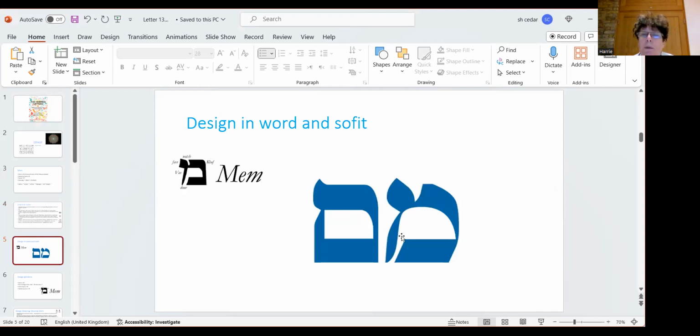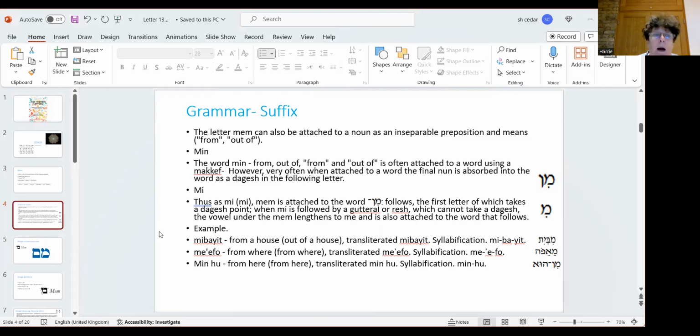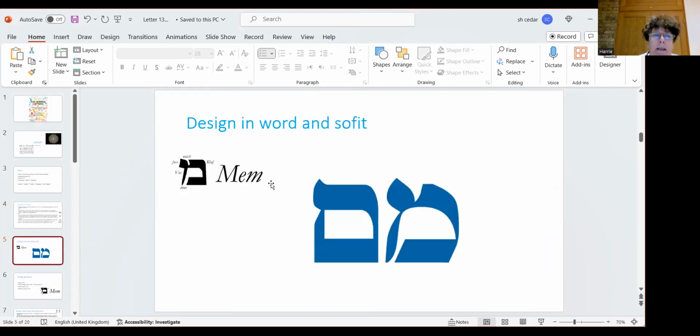It comes in two forms. This is the form of the mem when it's in the word or at the start of the word. But as we saw with a few other letters, there's a final version as well, when mem comes at the end of the word. I'll show you in a couple of moments some examples at the end of a word. So this version with this tiny opening, and this version which is completely closed at the end of a word.